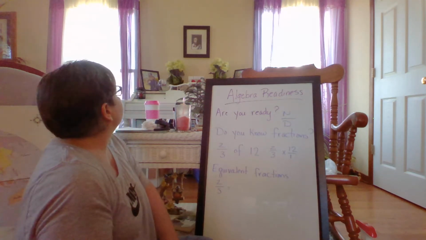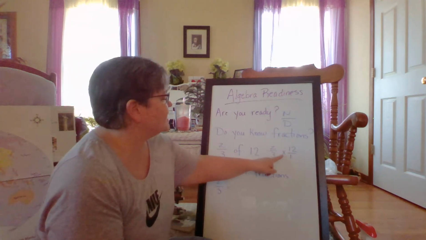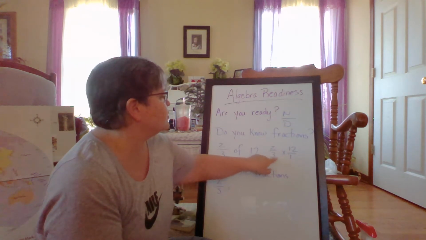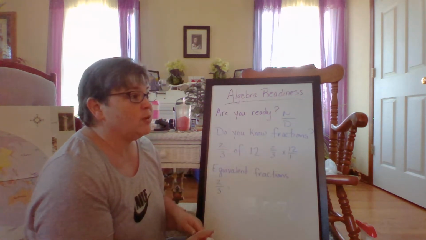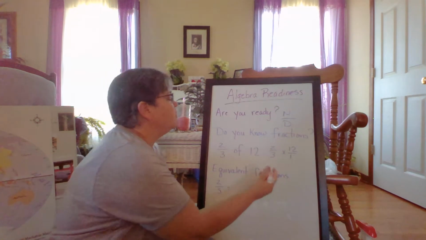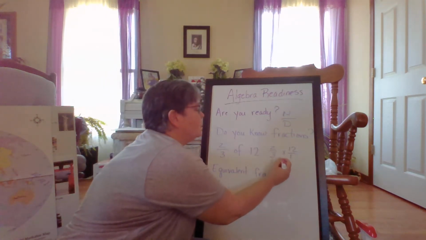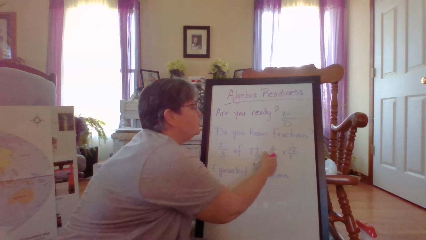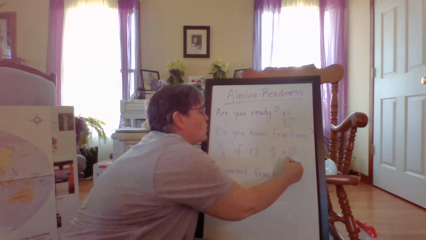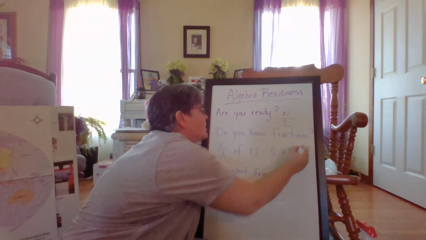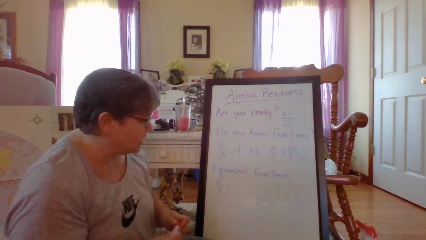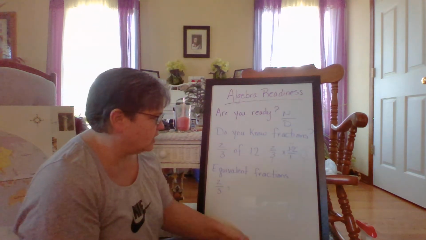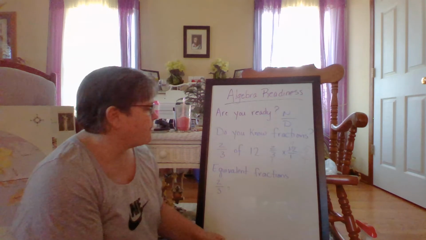So I'm going to cross reduce here because I see that this denominator is 3, this numerator is 12. 3 will go into both of those. 3 will go into 3 one time. 3 will go into 12 4 times. And now 2 times 4 is 8. 1 times 1 is 1. So my answer here is 8. 2/3 of 12 is 8.